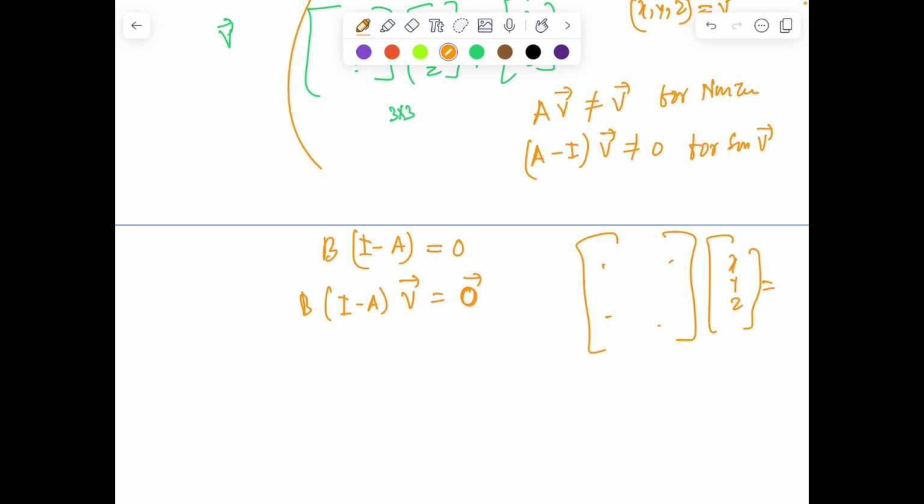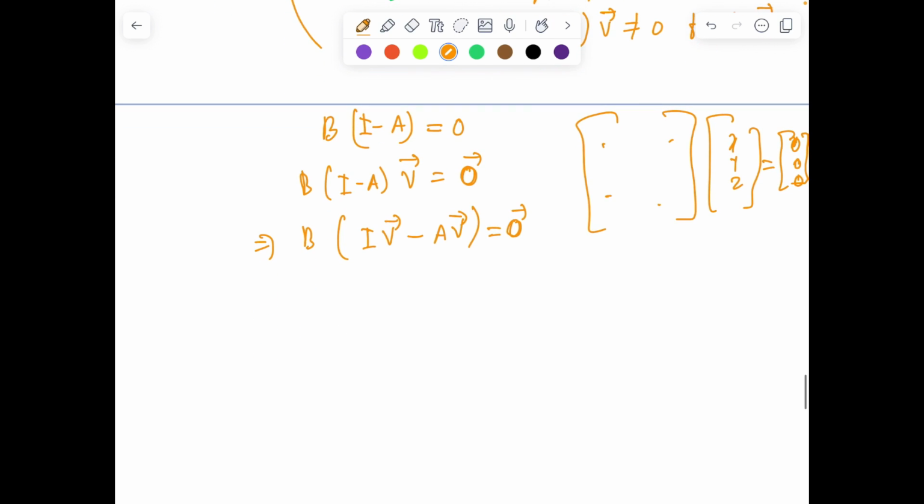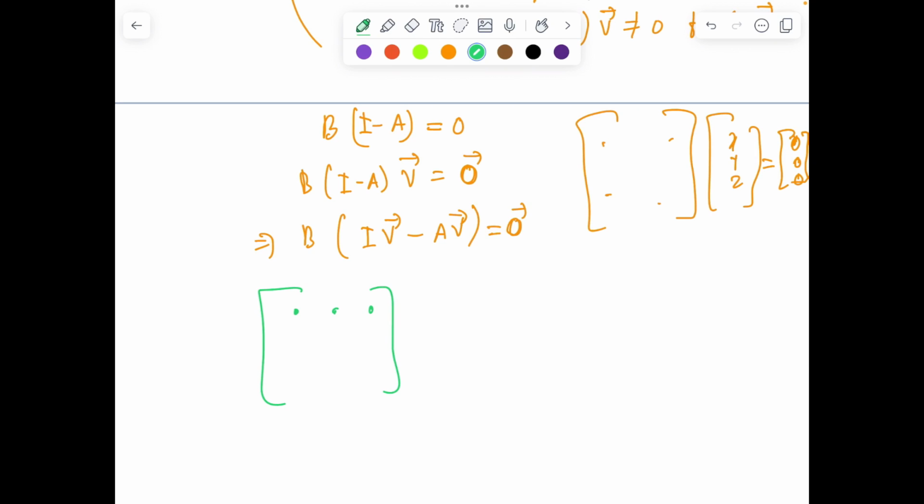Matrix times vector, a row picture is going to be a column picture, and it must be 0 0 0. Now that is exciting because B times (I minus A)V is going to be 0, right? And what is B? B itself is a matrix. So let's say B1, B2, B3, B4, B5, whatever.